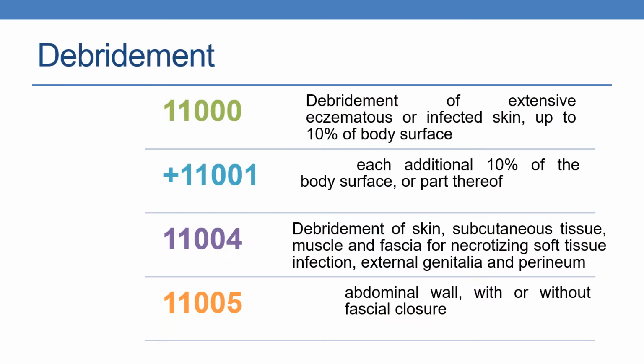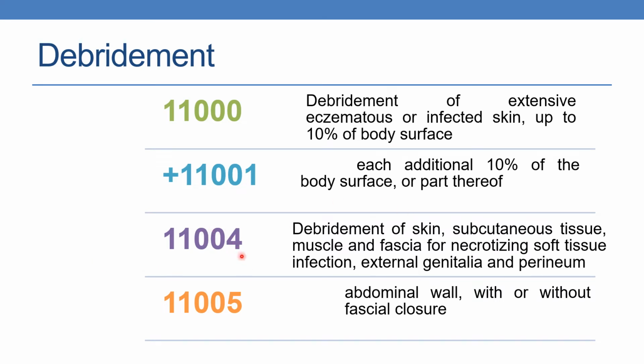Now coming to the various CPTs of debridement. The first CPT is 11000, which is debridement of extensive eczematous or infected skin, up to 10% of body surface area. The next is an add-on code plus 11001, for each additional 10% of body surface or part thereof.